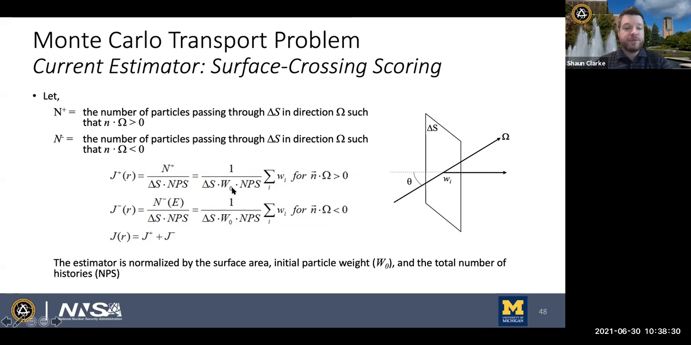If the transport is fully analog, these are both just 1, and it literally just becomes 1 over the surface area and the number of particles every time a track scores. So this is just counting up the number of tracks that cross the surface. Because we also tally the angle, we can look at J plus, J minus, so particles going in or coming out of a given surface, which is also something that gets commonly scored in Monte Carlo.